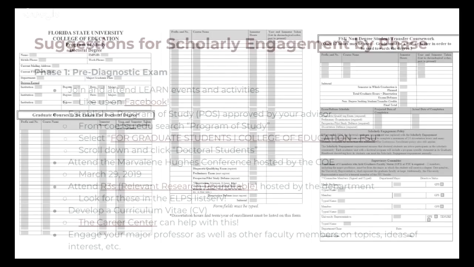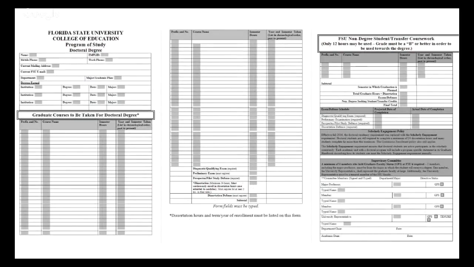So this is an example of the program of study form that you have to submit by the end of your first year. In my humble opinion, it is not the most user-friendly form or the easiest form to reference quickly. Basically what you're doing is you're listing every single class you're going to take from your first semester to your last dissertation credit hour on this form, projecting when you're going to take your diagnostic exam, preliminary exam, when you're going to defend your prospectus, and when you're going to defend your dissertation.